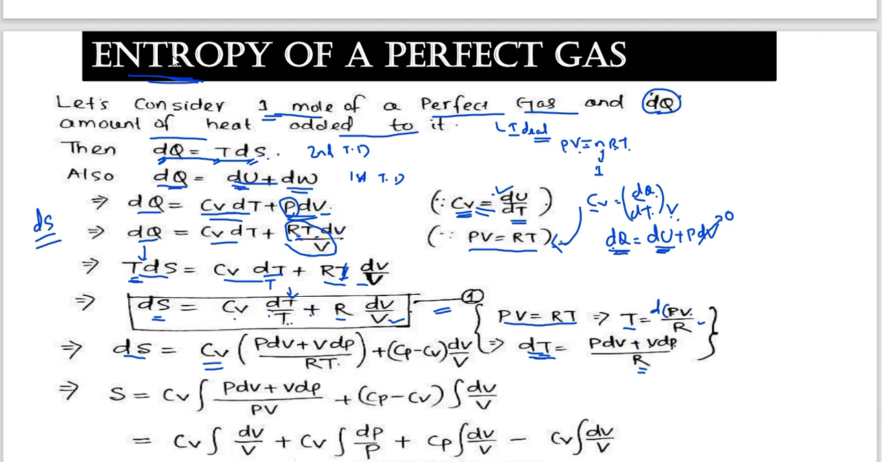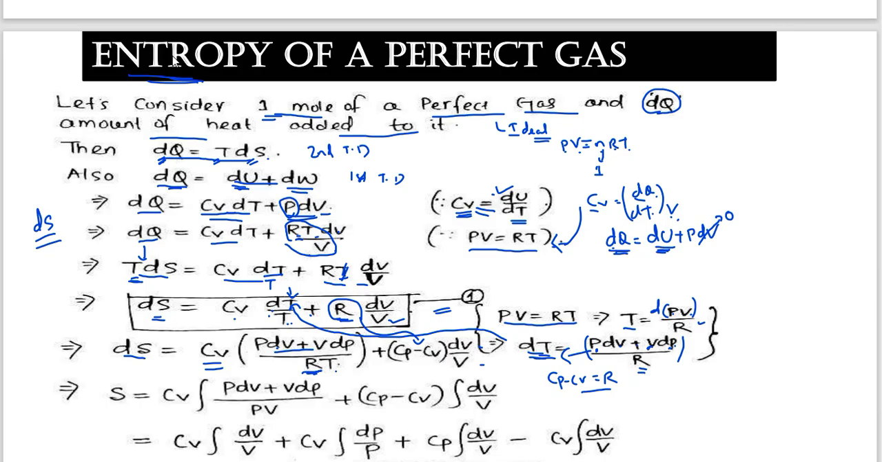The d of PV means the differential of V keeping P constant, plus V times the differential of P keeping V constant. So dT equals P dV plus V dP by R. Put this dT in place of dT here: P dV plus V dP divided by R, divided by T, plus R dV by V. As per Mayer's formula, Cp minus Cv equal to R. So put in place of R: Cp minus Cv, dV by V.